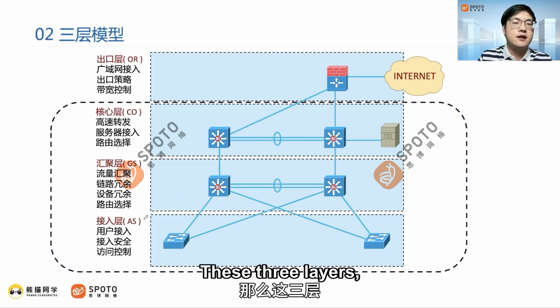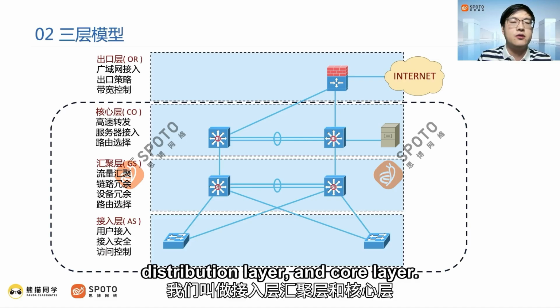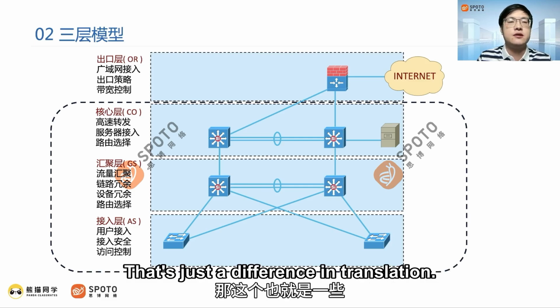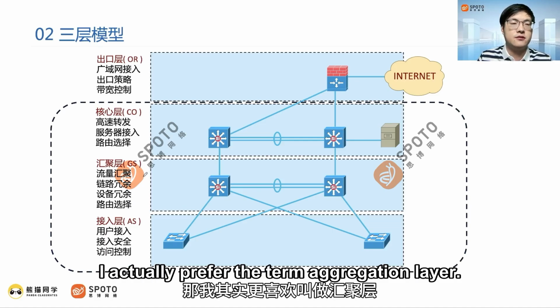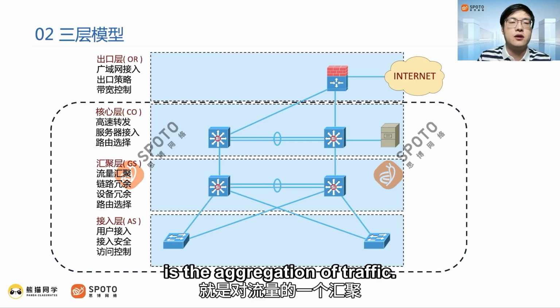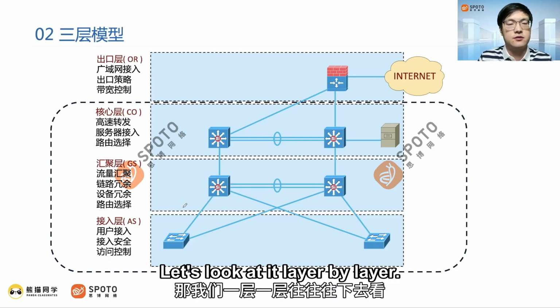These three layers, we call them the access layer, distribution layer, and core layer. Of course, in some places, the distribution layer is also called the aggregation layer. That's just a difference in translation. I actually prefer the term aggregation layer because its most prominent feature is the aggregation of traffic. Let's look at it layer by layer.